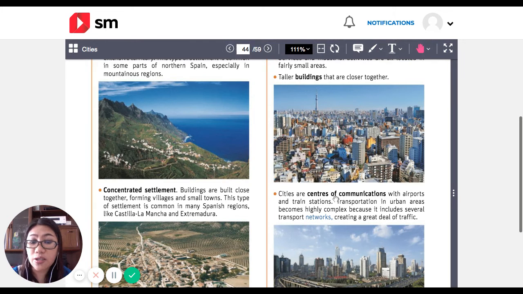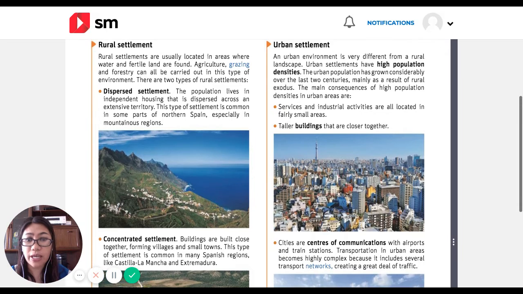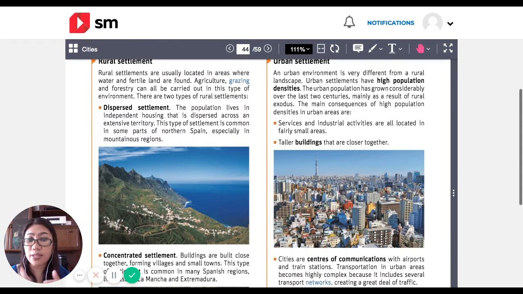Cities are centers of communications with airports and train stations. Transportation in urban areas becomes highly complex because it includes several transport networks, creating a great deal of traffic. Okay, so let's try to summarize the urban area or urban settlements. So first, urban settlements have a very different landscape from that of rural area. It has high population densities, meaning there are a lot of people. Then services and industrial activities are located in fairly small areas.